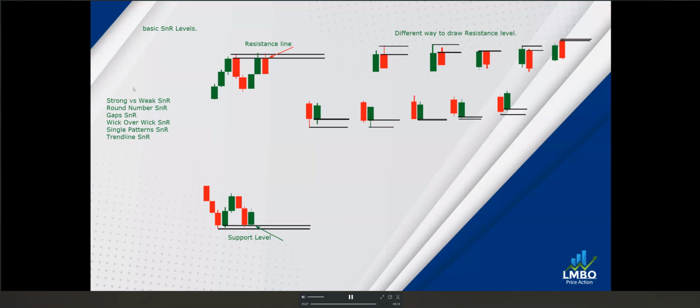Okay. Now it is just the basic. First learn the basic, then in the next class we will learn strong versus weak, round number, gaps SNR, wick, weak SNR, single pattern SNR, and trend line SNR. All these we will learn. Okay.